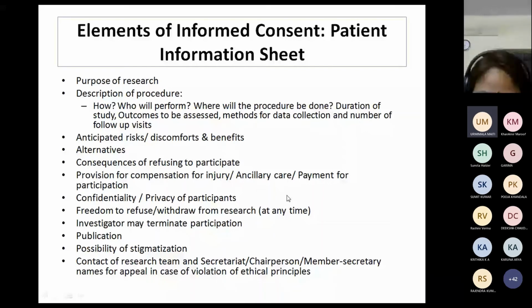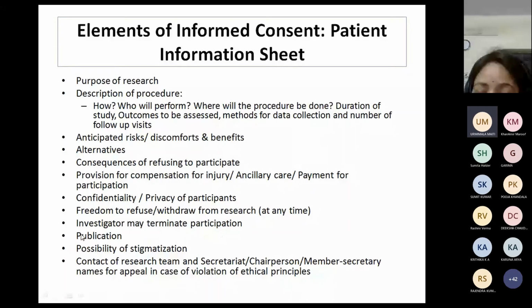Then you have to ensure that the confidentiality or the privacy of the participants will be maintained, and this is written down in your PIS, okay, that I will maintain your confidentiality, right? Again, another statement that should be a part of your PIS is that the participant will have the freedom to refuse or withdraw from research at any time during the course of the research. At the same time, the investigator may also terminate participation, and this should also be noted down in your PIS.